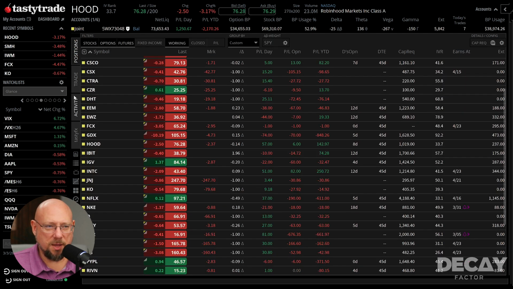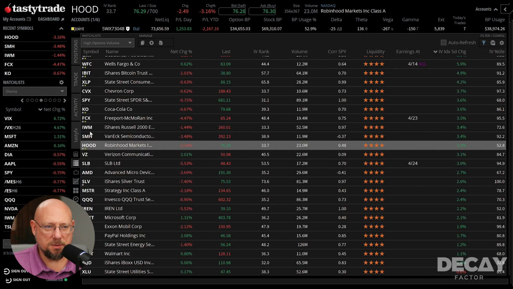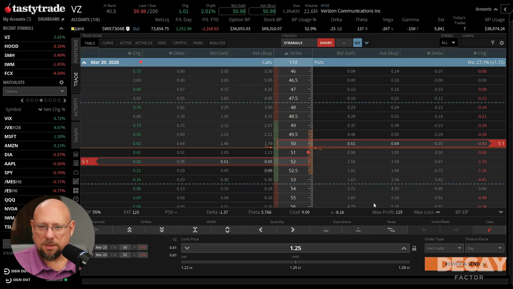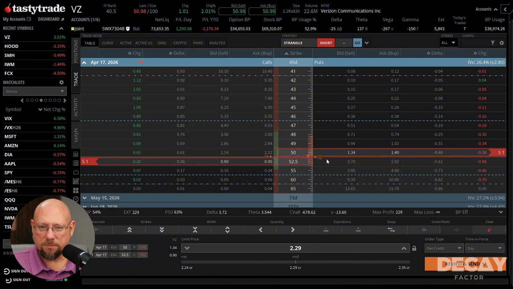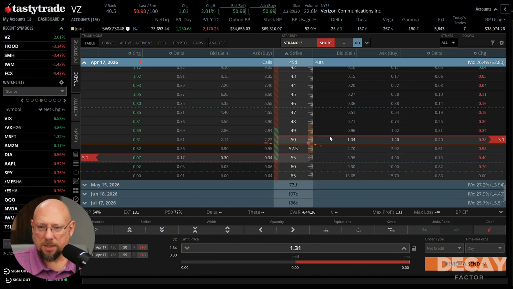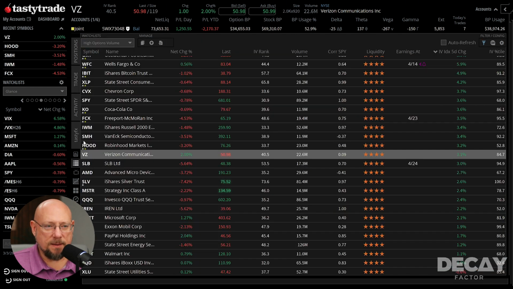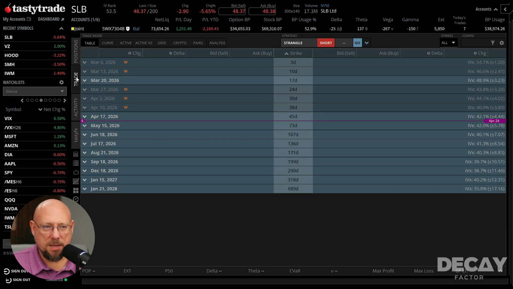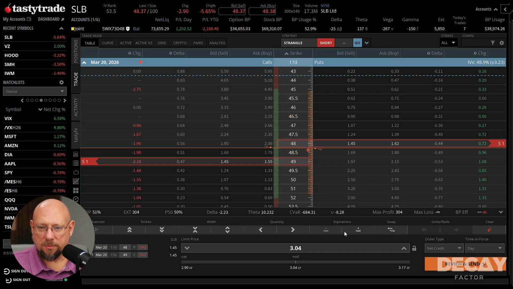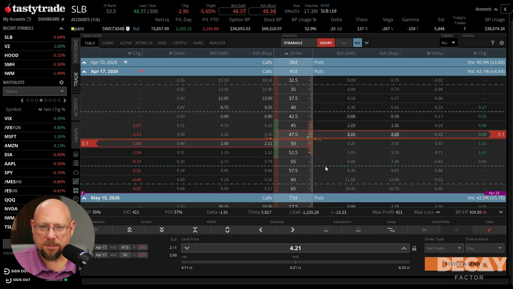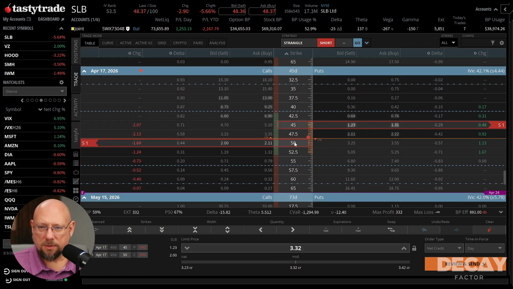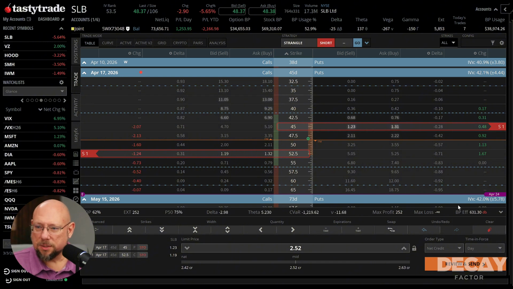Short strangle. We already have a position. We're not going to add to it. Verizon. Verizon never sets up well. Yep. Look at that. Does not set up well at all. SLB. I don't know if we've ever set one up in SLB before, but it doesn't look great.